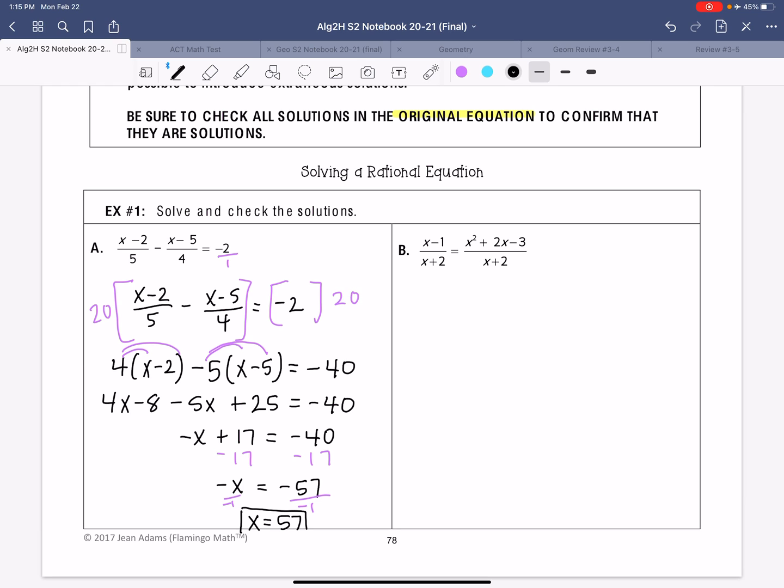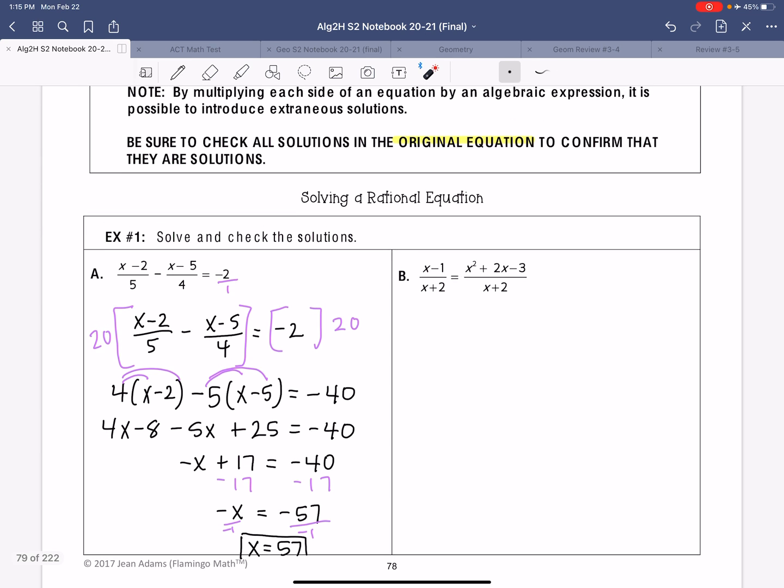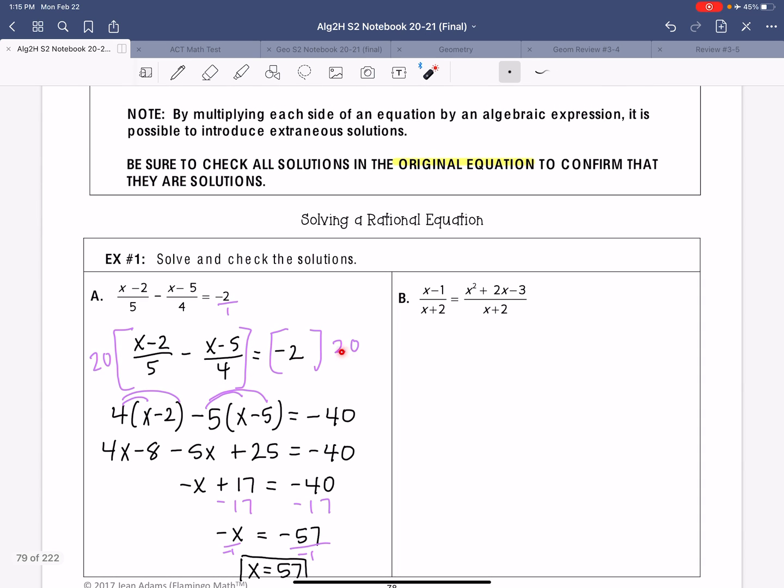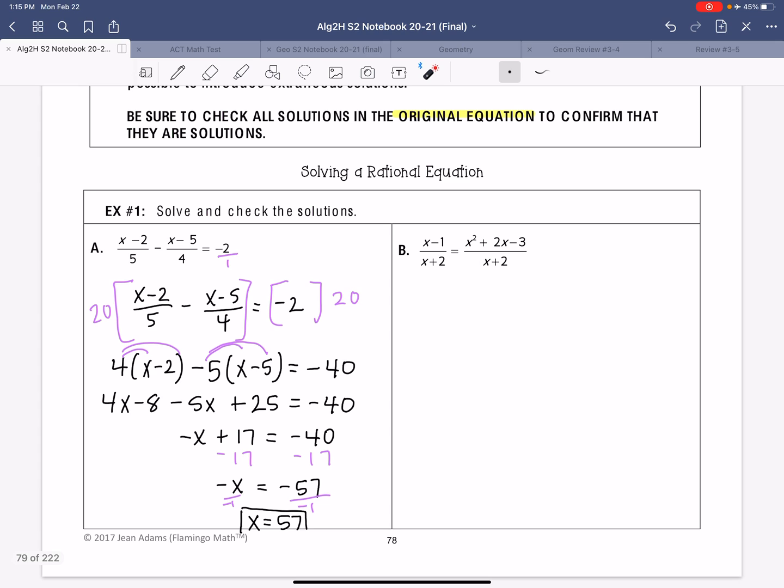This one is not going to be extraneous because I didn't multiply both sides by an algebraic expression. 20 is just a number, so it's not going to create an extraneous solution. But where we really want to check is that at no point will any of these denominators equal 0 or be undefined. So this one, we're good.